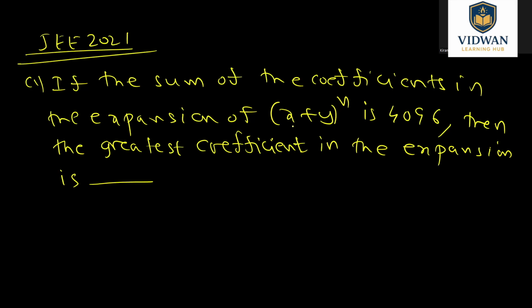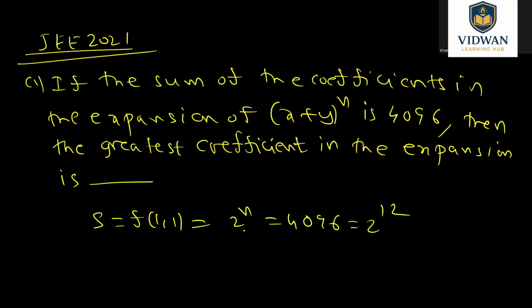So if there is only one variable, we'll put x as 1. If there are two variables, for finding the sum of coefficients, you have to write f of 1 comma 1. So put x and y both as 1, it will become 2 power n. In case 3 variables are there, you put each variable as 1. So whenever they ask you to find the sum of coefficients, if there is one variable, put that variable as 1. If you have 2 or more variables, put all of them as 1. So putting x and y as 1, it will give you 2 power n as the sum of coefficients, and that is given as 4096, which is 2 power 12. Since the base is same, equating powers, you'll get n equal to 12.